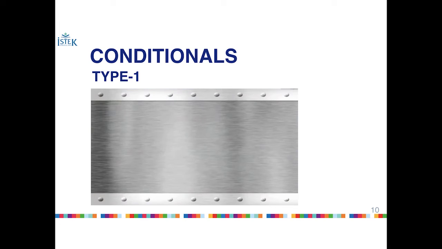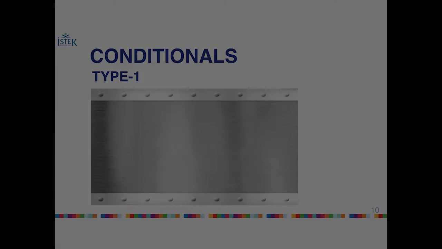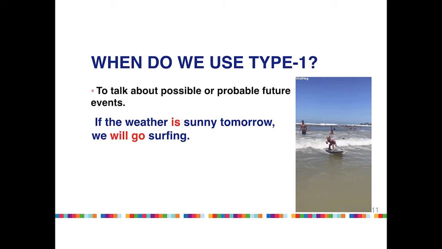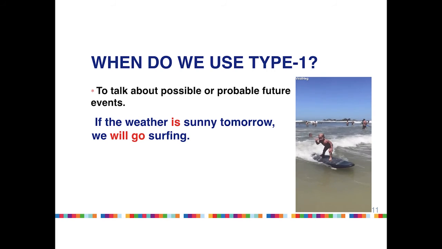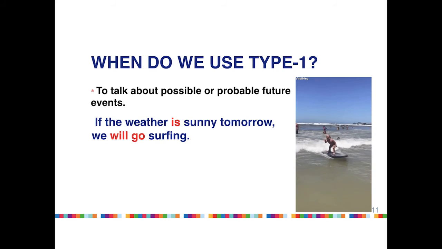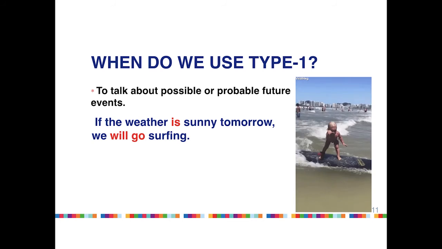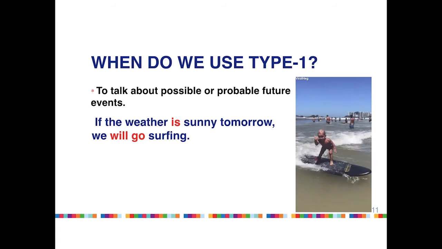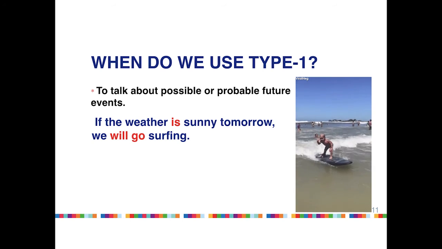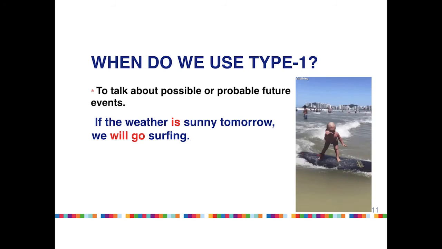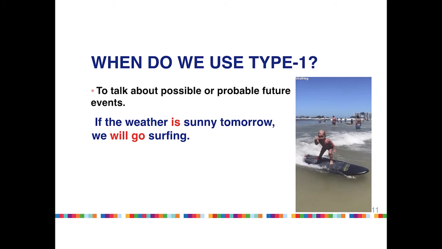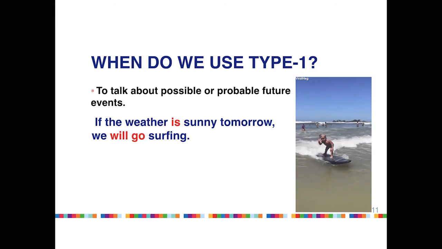Now let's take a look at its use one by one. We use first conditional to talk about possible or probable future events. So if the weather is sunny tomorrow, we will go surfing. That means us going surfing depends on the weather. Again, we have a cause-effect relationship just like type 0. But this time we are talking about a probable future, not general.